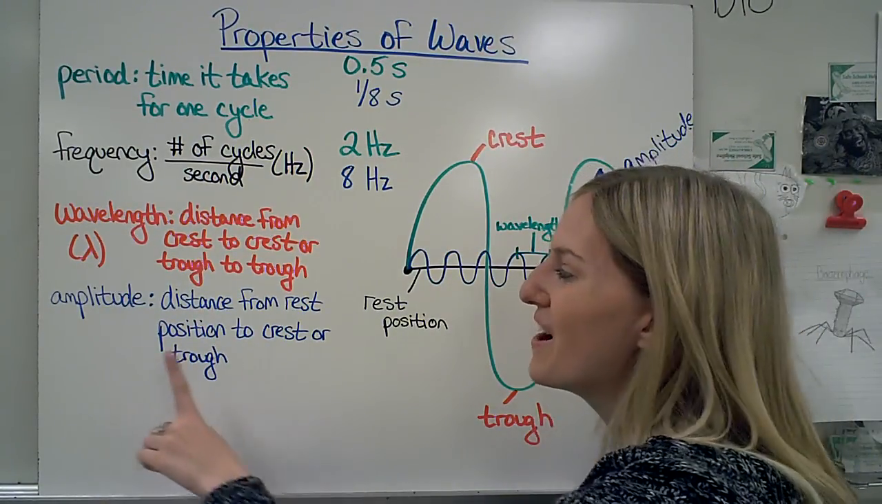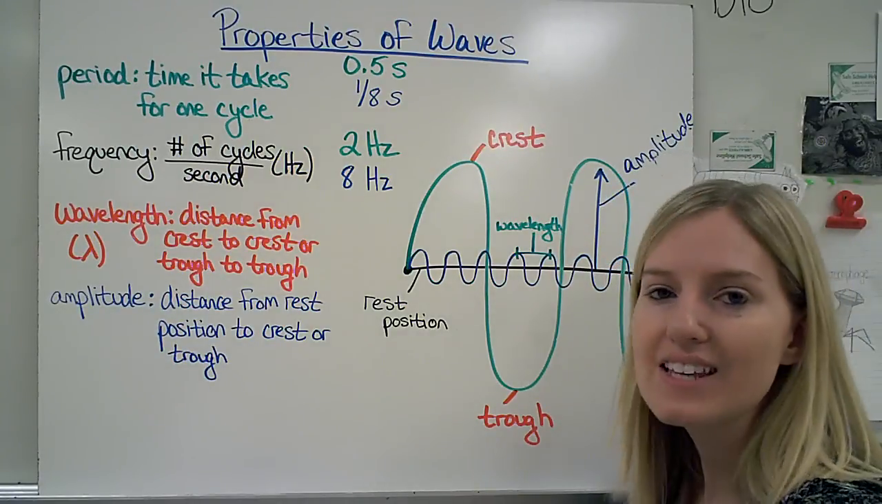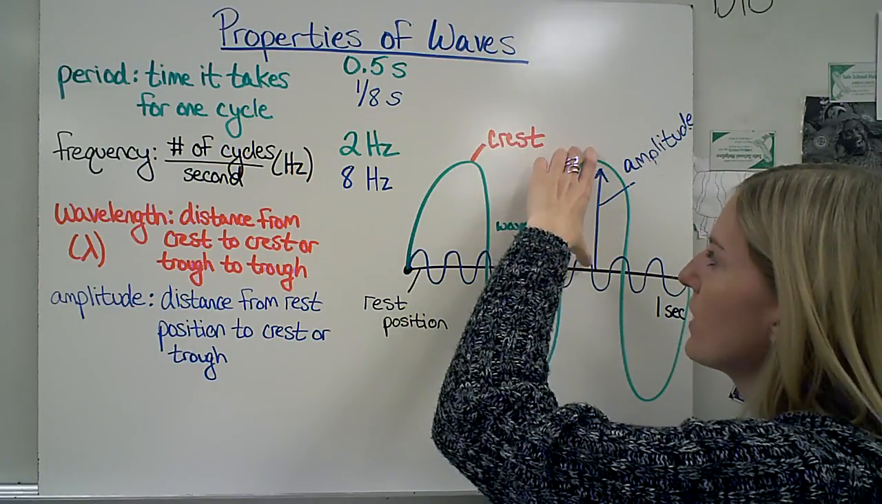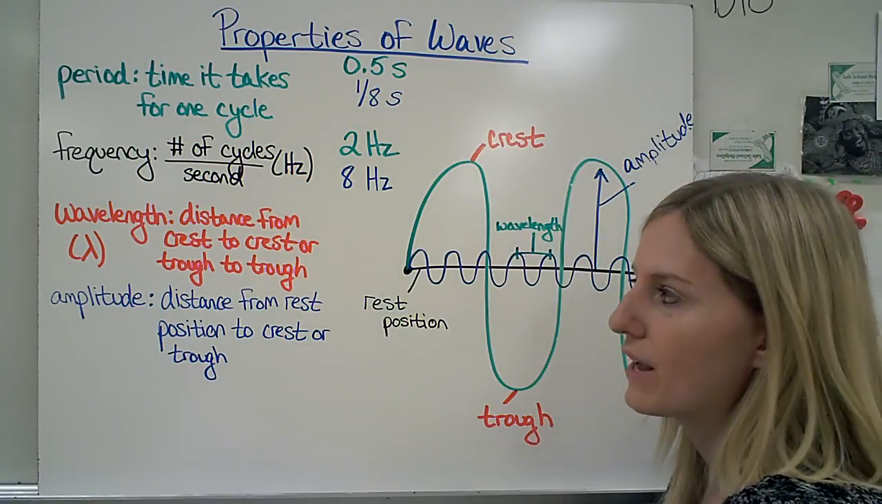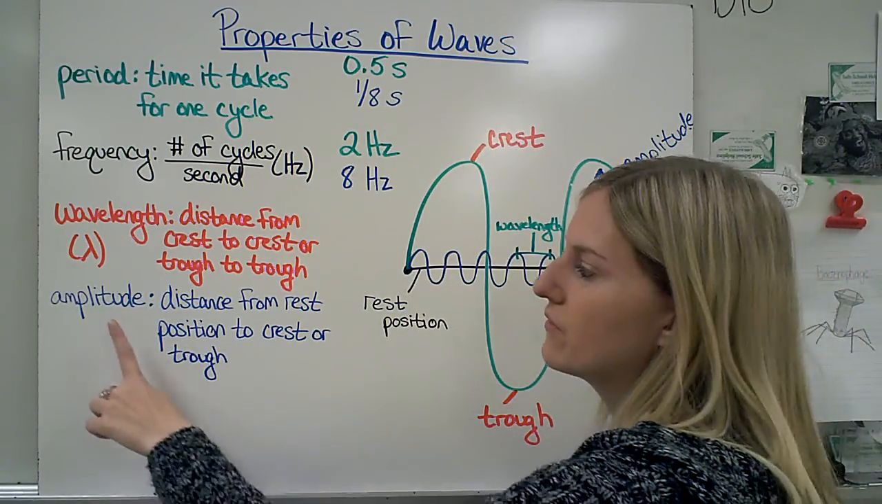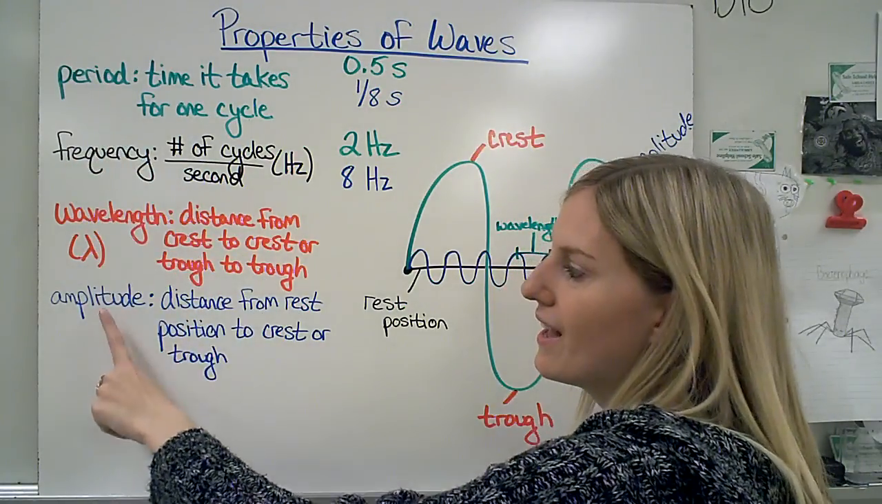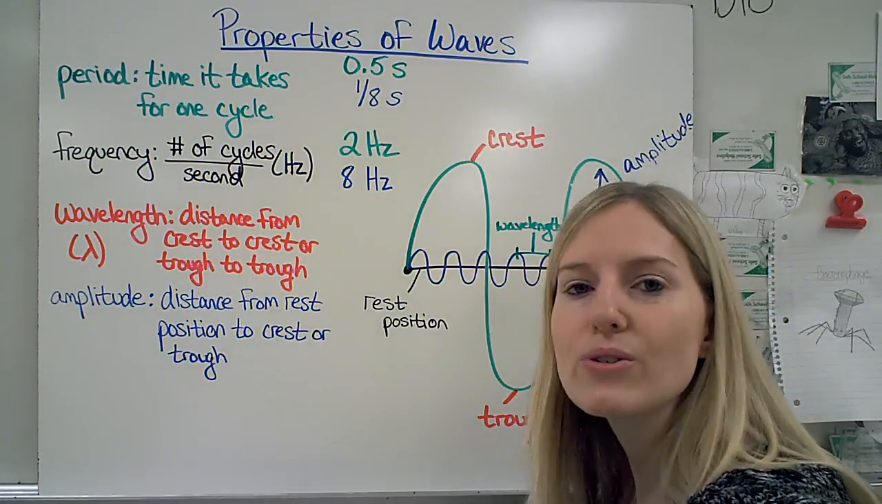One more thing. Amplitude is going to tell us how much energy is in the wave. So my green wave has much more energy than my blue wave does. And I know that because of the amplitude, not because of the wavelength or the frequency or the period. The energy in the wave is related to the amplitude.